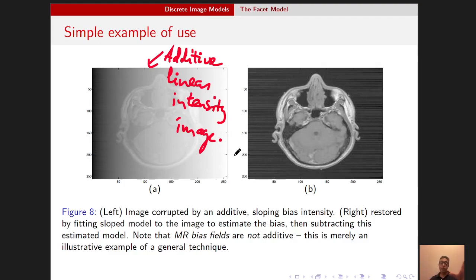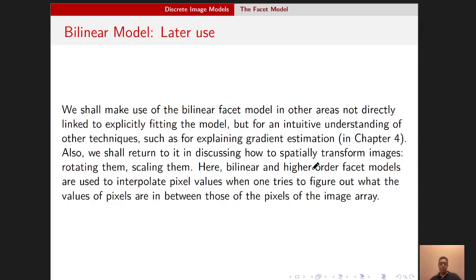Okay, so once you fit the slope, you can then take that model and predict what the background slope is, or what the additive intensity component is at each point in space. So there you're using the model to do a prediction, and then you subtract that predicted background intensity from this image, and that gives you this image, which is a denoised or detrended version of the image on the left.